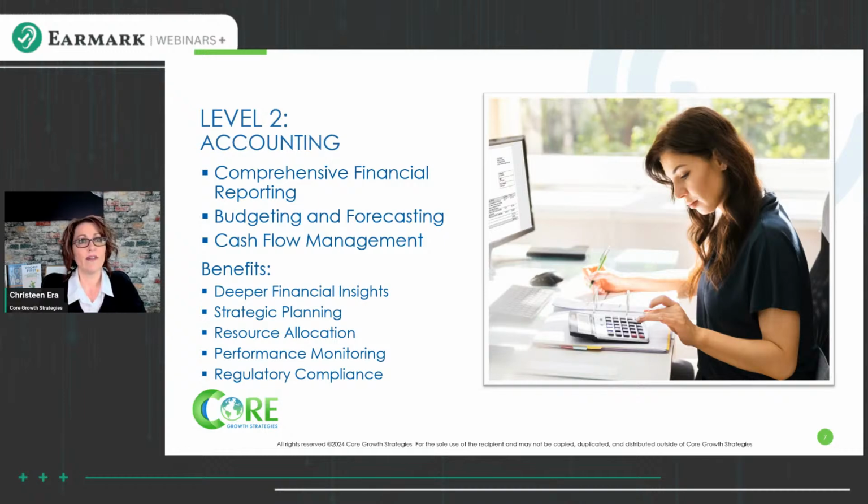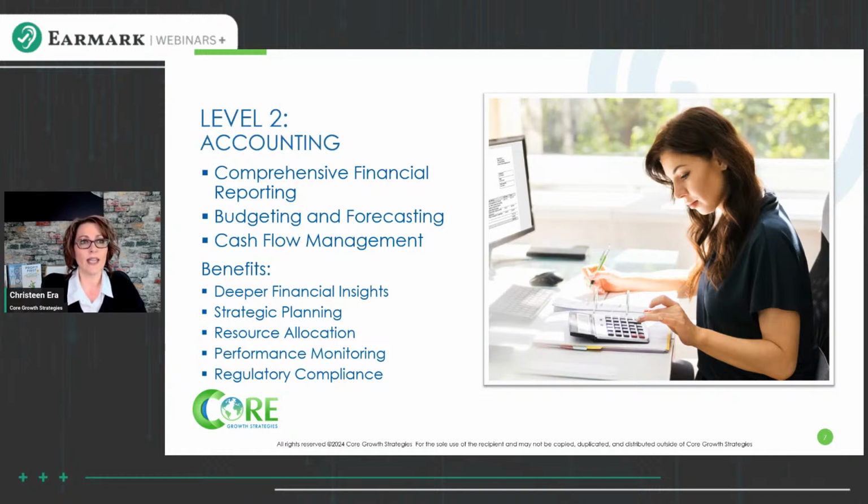So the next level is accounting, and this includes the concepts of enhanced bookkeeping plus more detailed financial reporting, budgeting, and cash flow management. And it provides that deeper insight into the financial health of the business. So the purpose of accounting extends beyond the enhanced bookkeeping by incorporating additional layers of financial analysis and management.